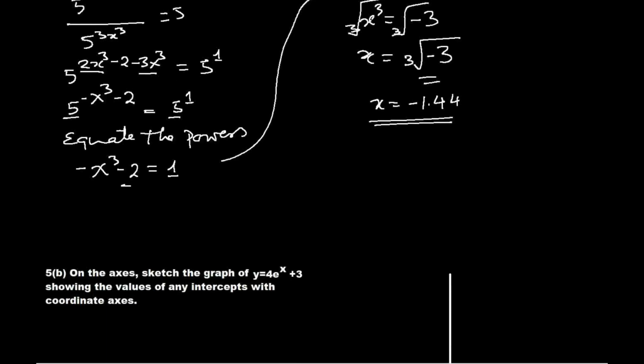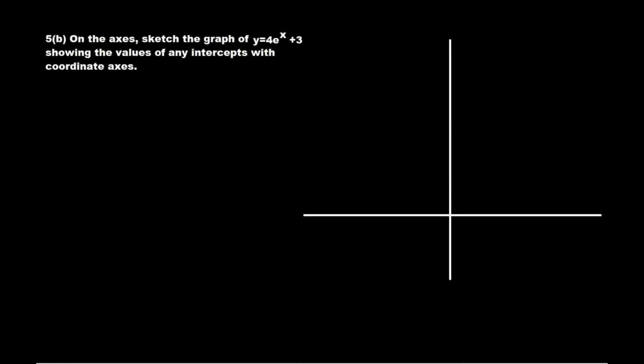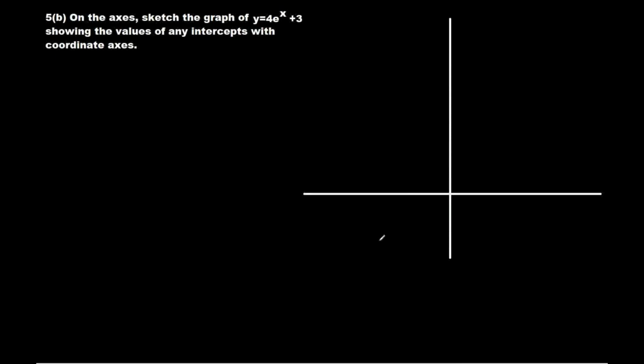Okay, let's go to the next part. It says on the axis, there is an axis here. Sketch the graph of this function showing the values of any intercepts with coordinate axis. Alright, since it's exponential, you should know that the exponential graph looks like this, right? But suppose you forget during exams, so what you can do, that you can make a table.